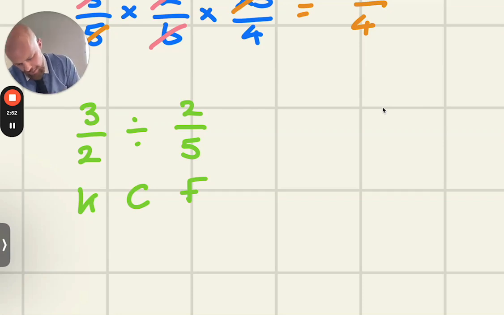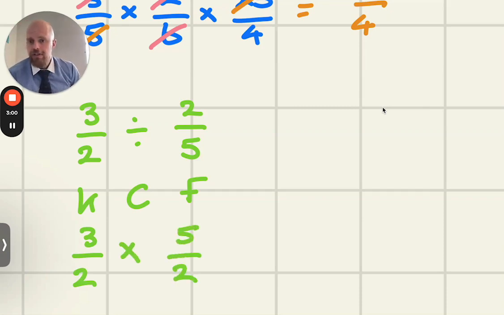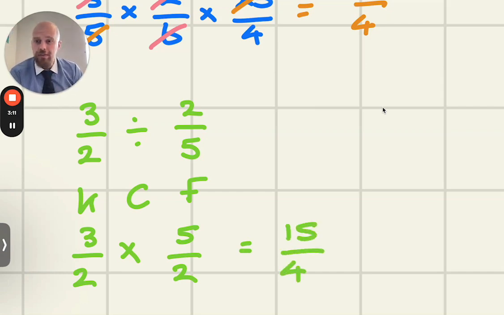We keep the first fraction, we keep it as 3 over 2. We change the division to be a multiplication, and then we flip the second fraction. Keep, change, flip, KCF. Now I can just do my multiplication as normal. 3 times 5 is 15, 2 times 2 is 4. And of course, if you want to, you can simplify, but you don't have to. In this case, you can make it into a mixed number, which would be 3 3/4.